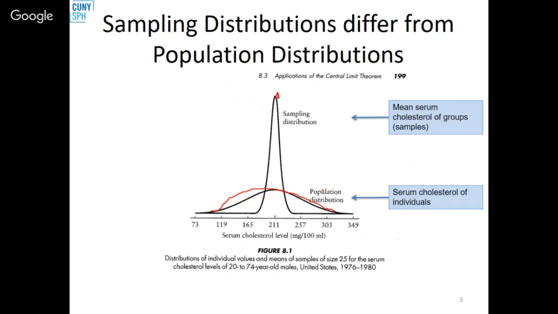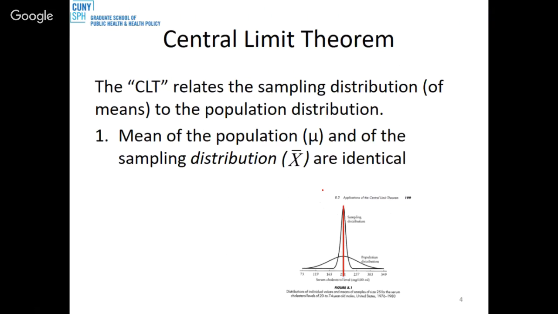So the variance of this sampling distribution is a distribution that in real life we never observe directly, but it's something that we know the properties of theoretically, including from the central limit theorem, which relates the sampling distribution of means to the population distribution. And it had three parts. First one is that the mean of the population and the mean of the sampling distribution are identical.